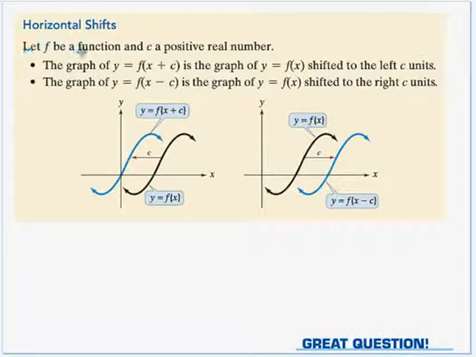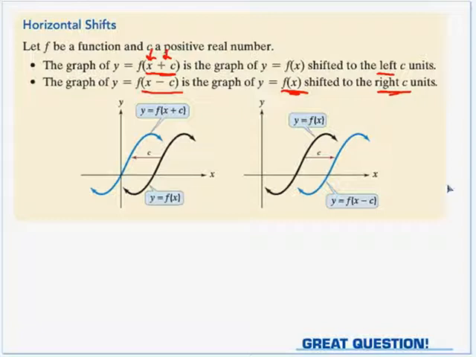So let f be a function, c is some positive real number. The graph of y equals f of quantity x plus c... Now we're messing with that x number before we actually perform the operation on it, like the squaring function in the last example. So if that is a plus, it is a shift to the left c number of units, whatever number c is. F of quantity x minus c is the f of x graph shifted to the right c units.